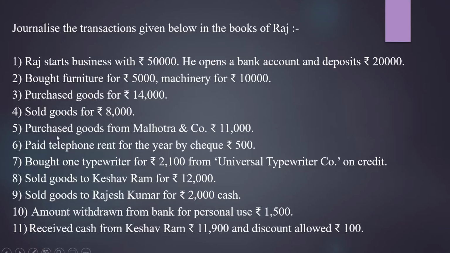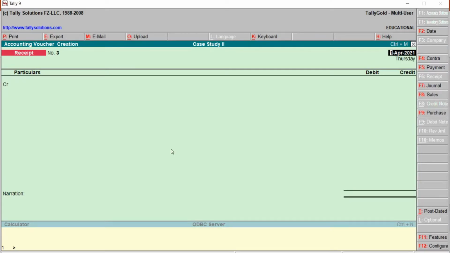The next transaction, purchased goods from Malhotra and Company, rupees 11,000. This is in the form of credit. For that sake, this has to be recorded only in purchase voucher. Okay, let's see this particular recording. Purchase voucher, just click on this one.